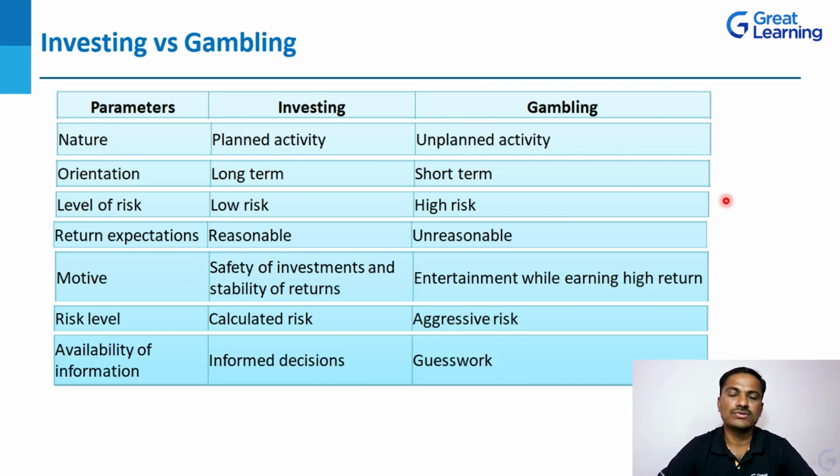Availability of information. So is the information available? Yes. In case of investment activity, the investor will take informed decisions. He knows what the stock is, what the financial instrument is, how much return we can expect from this particular financial instrument. But when it comes to gambling, it is very difficult to guess or predict how much the return is going to be, because there is no information. As you know, information is key in the investment world. So that is not possible in the case of gambling.